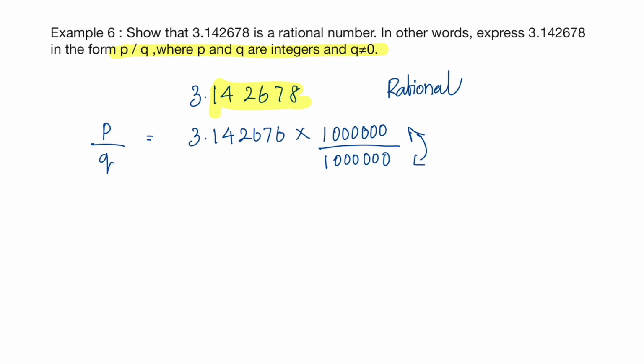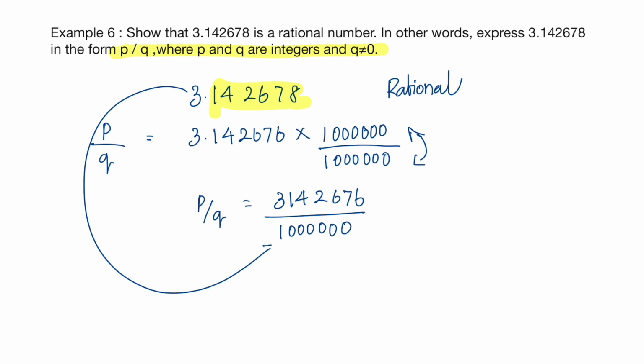Now what happens when you multiply by this? That would give you 3142676 divided by 1 followed by 6 zeros, 10 lakh. Now we have this number which is the exact same value of the number given in the question. It is the exact same value.